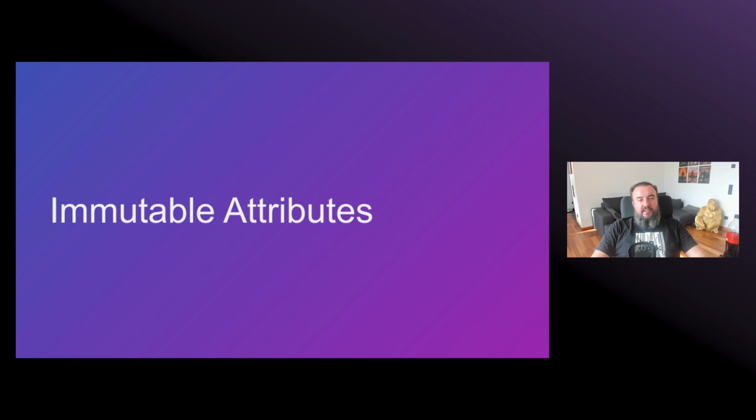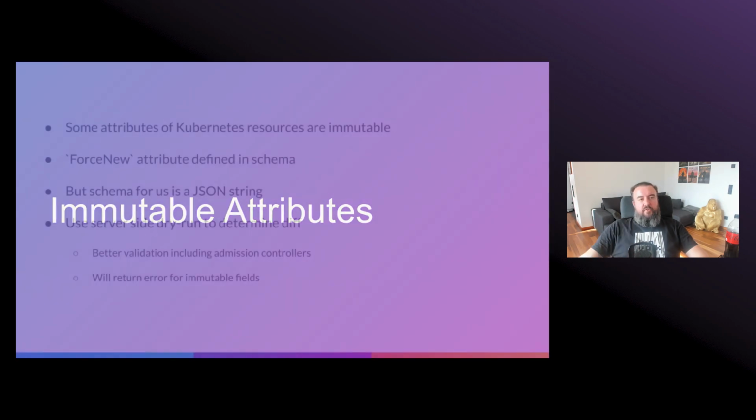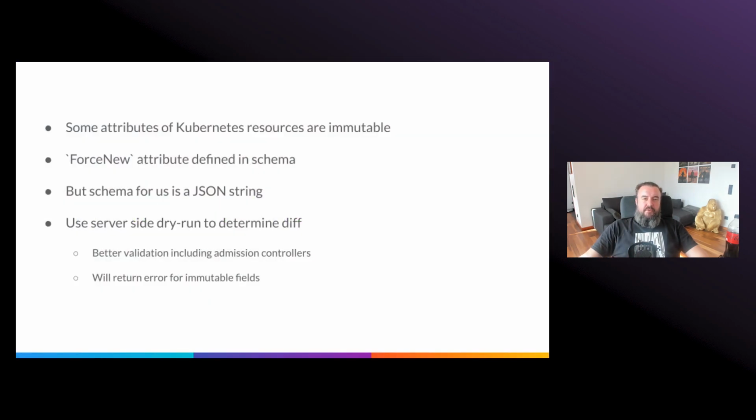Okay, so the next thing I spent quite a while figuring out is how to handle immutable attributes correctly. Some attributes of Kubernetes resources are immutable. An example would be label selectors. This is something that Terraform already supports because it's common also for cloud resources. There are certain cloud resources that you cannot update in place, but you have to destroy them first and recreate a new one. And for this, Terraform schemata have attribute force new.